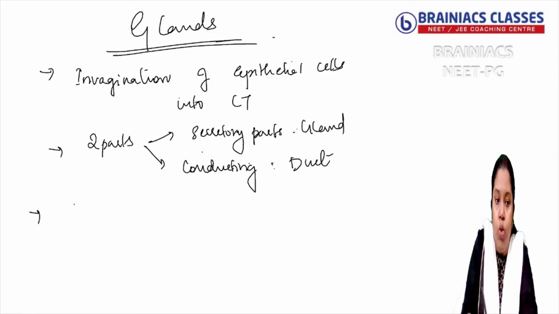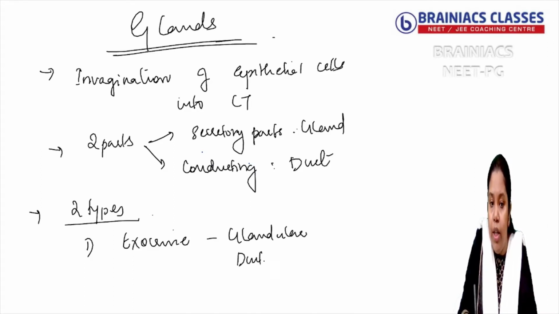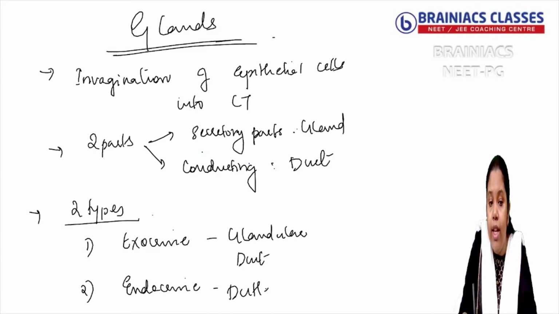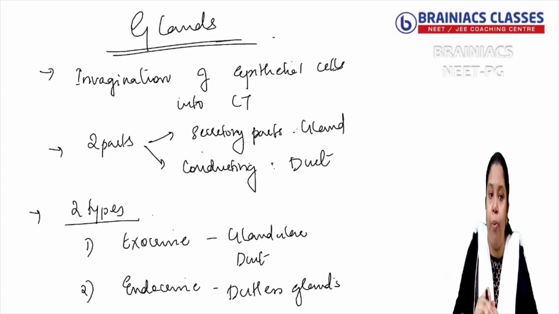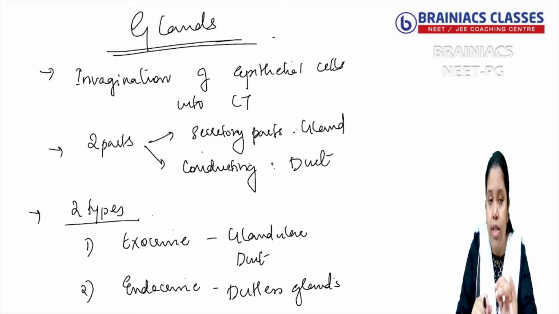So broadly speaking, there are two types of glands. One is the exocrine gland. What is meant by exocrine gland? These glands have both a glandular part as well as a duct part. Then you have the endocrine glands. What do you mean by endocrine gland? These are the ductless glands. They don't have any ducts. The conducting part will disappear after invagination. That is called the endocrine glands. This is the first classification.